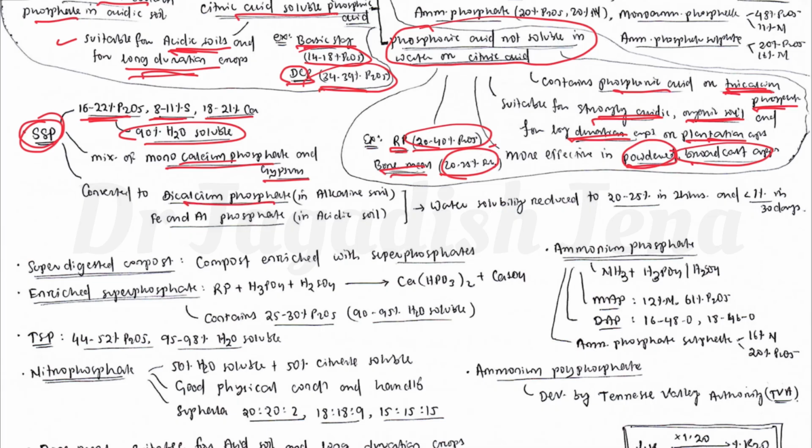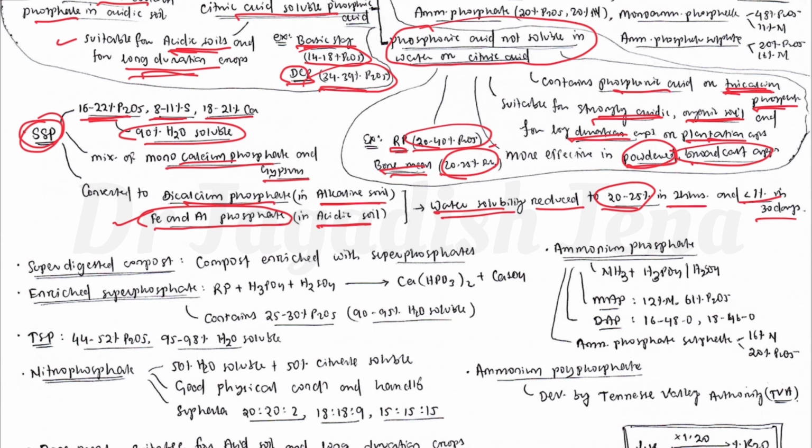It converts to dicalcium phosphate in alkaline soil, and in acidic soil it easily binds with aluminum and iron and forms aluminum and iron phosphate. It is water soluble, and water solubility is reduced by 20 to 25% in 2 hours and to less than 1% in 30 days. So it is a quick acting phosphatic fertilizer, and the water solubility is reduced after soil application, meaning more than 99% insolubility after 30 days. So it converts to dicalcium phosphate as well as mineral phosphate, or occluded or bound phosphate, like precipitated phosphate.